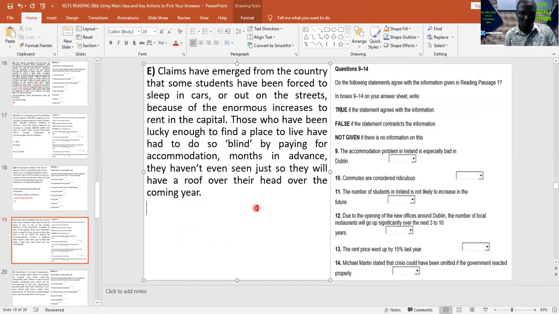Even if it does not agree with your main idea sometimes, it will happen like that in some IELTS questions. Now let us go into this one and match E. Let's get the main idea and the key action, then we're possibly going to reveal which one E matches, maybe on this side and on the other side.